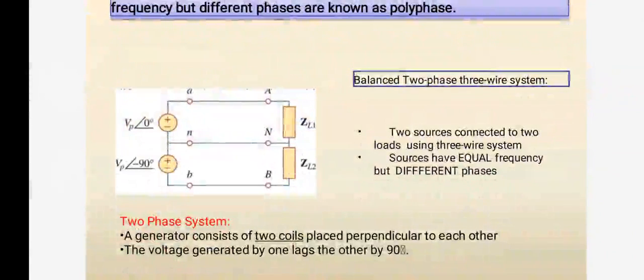You can see here a balanced two phase three-wire system. Two sources are connected to loads in a three-wire system. This is generally called a generator consisting of two coils placed perpendicular to each other. The voltage generated by one leads the other by 90 degrees.